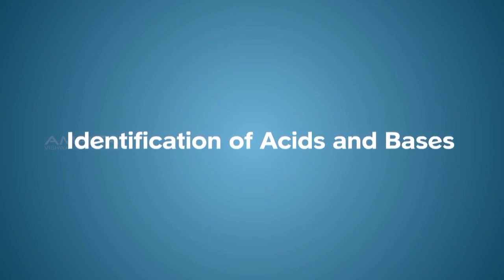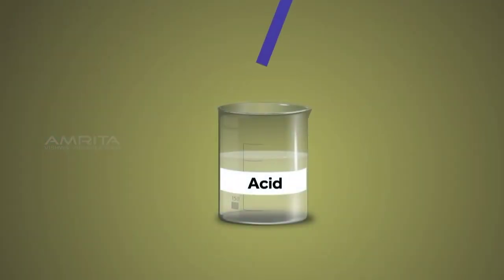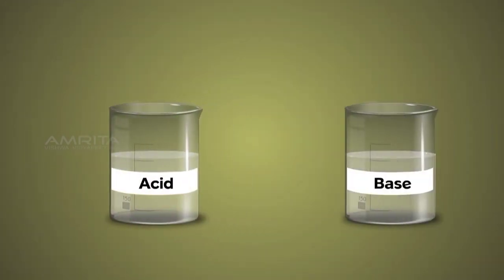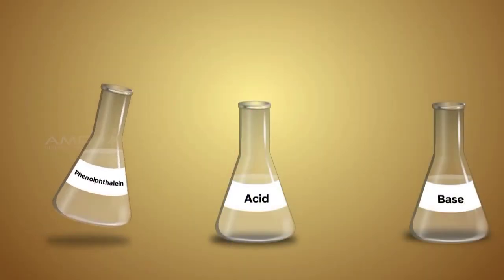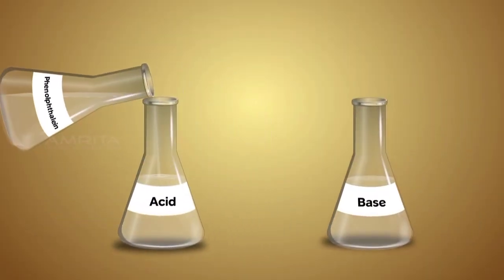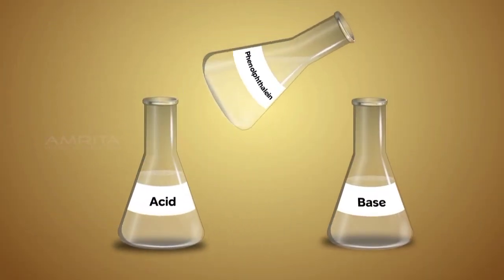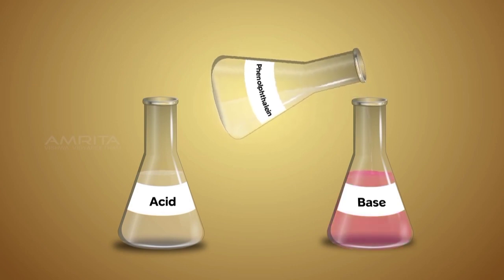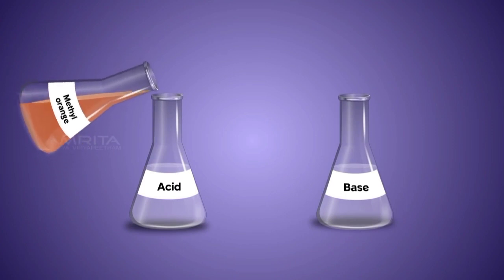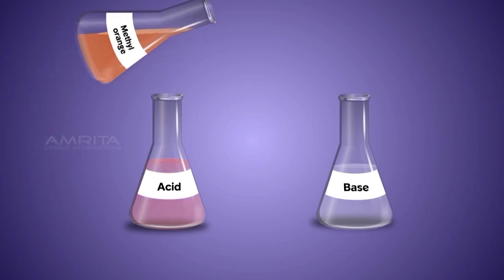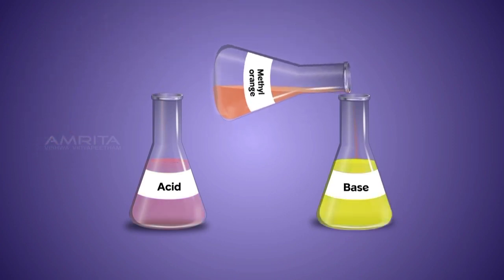Identification of acids and bases. When a blue litmus paper is dipped in acid, the color of the litmus paper changes from blue to red. And when red litmus paper is dipped in a base, the color of the litmus paper changes from red to blue. Phenolphthalein turns colorless in acids, whereas in bases it shows a pink color. Methyl orange in acids gives a red color, and in bases it gives a yellow color.